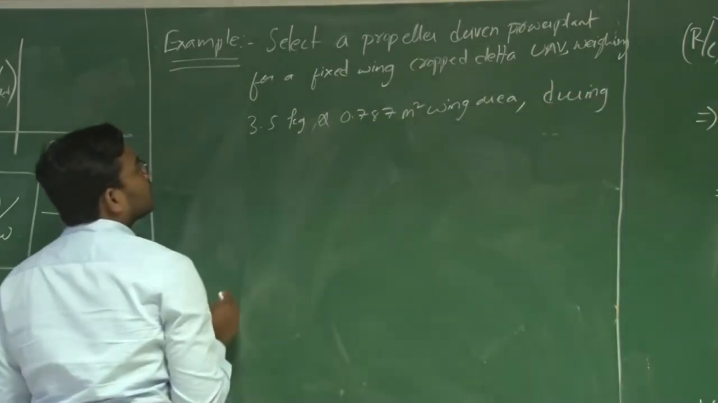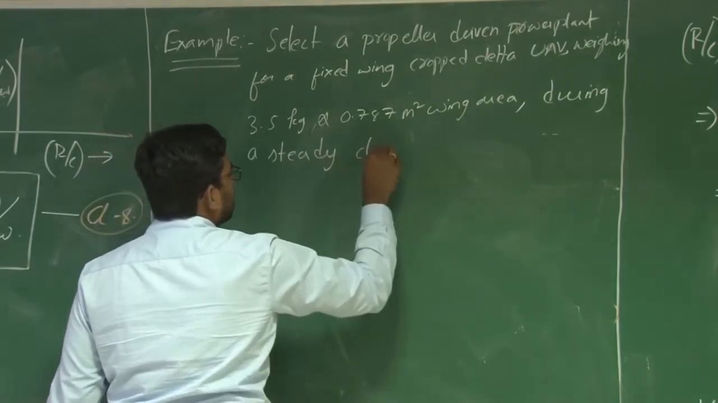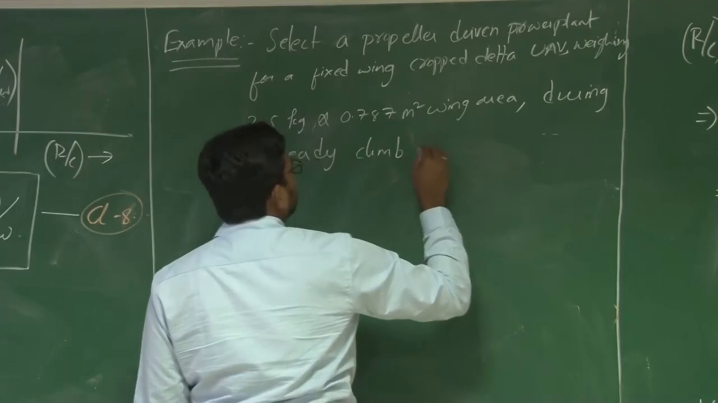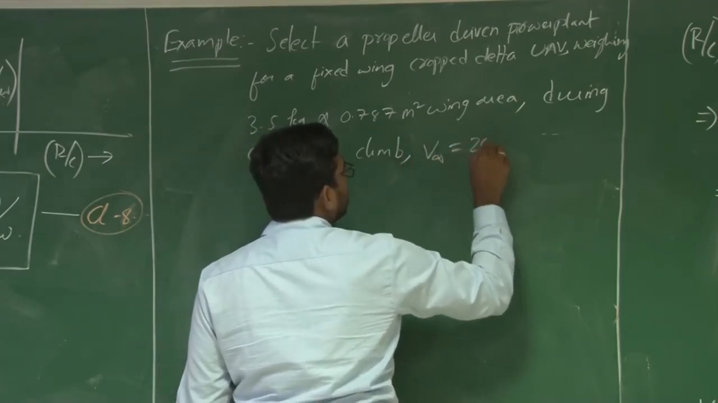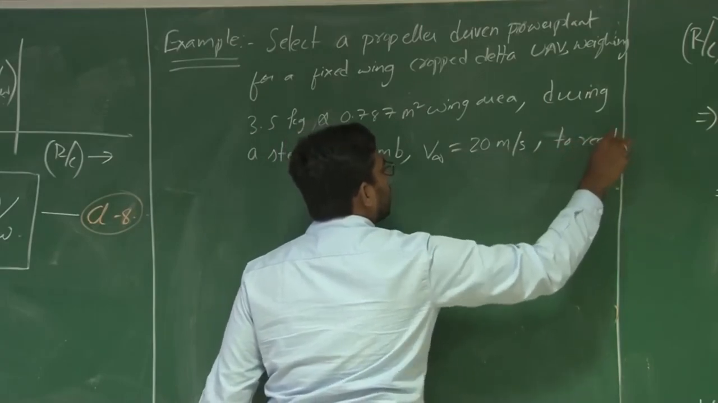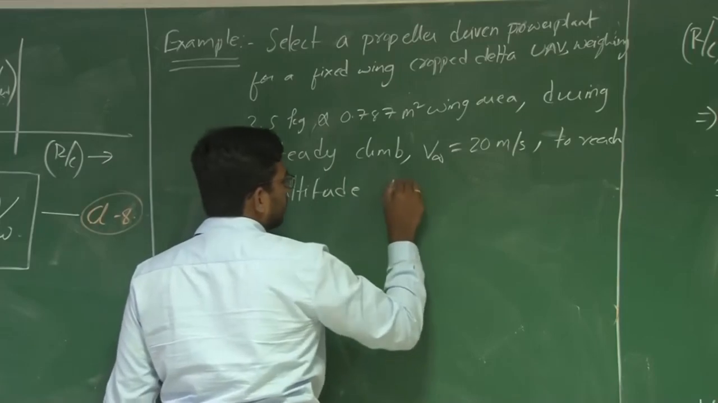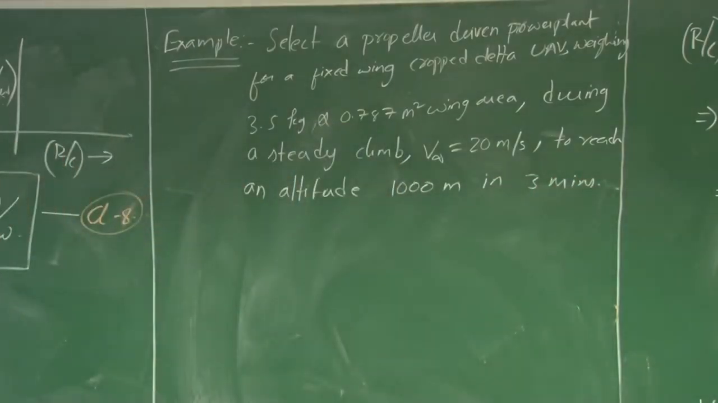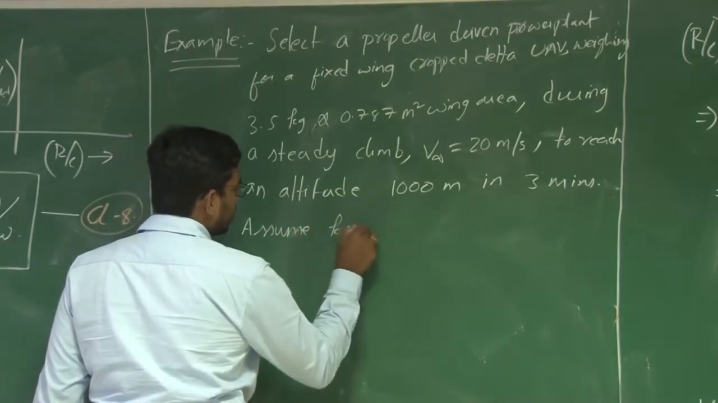During a steady climb, the velocity of this climb is 20 meters per second. During a steady climb, to reach an altitude of 1 kilometer in 3 minutes. Assume k is 0.16.